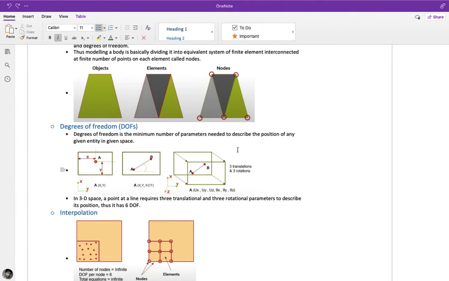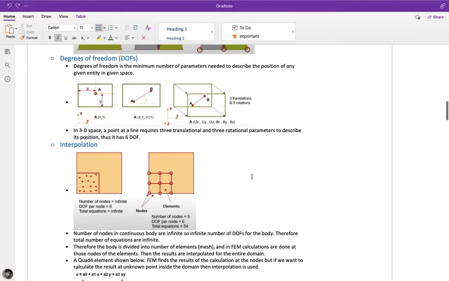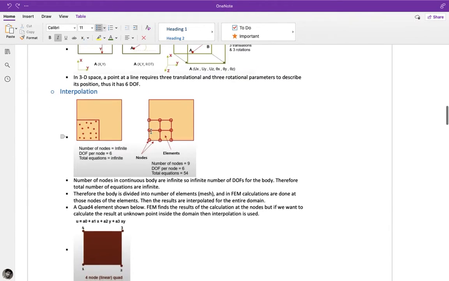And what are degrees of freedom? Degrees of freedom is the minimum number of parameters required to describe the position of any given entity in space. For example, this is a point in 2D space, so we need only two parameters. And if it is a line, to describe it we need three parameters, that is x, y and the rotation angle. And if it is in 3D space, we need three parameters to describe a point. So in 3D space, to describe this line, which has two nodes, we need 6 degrees of freedom.